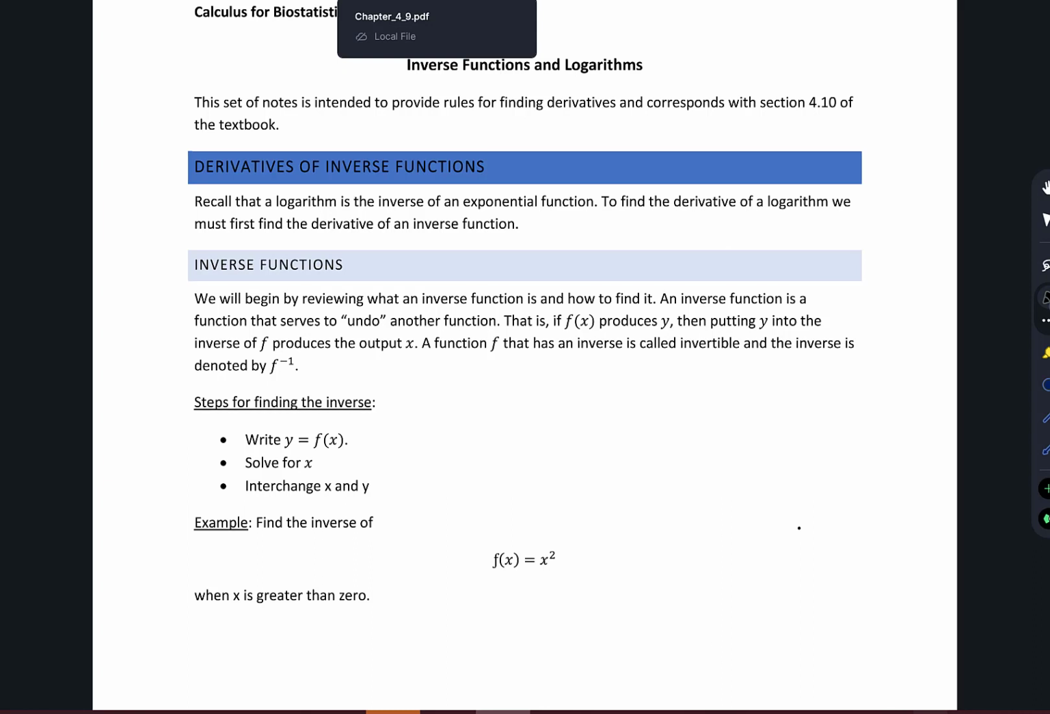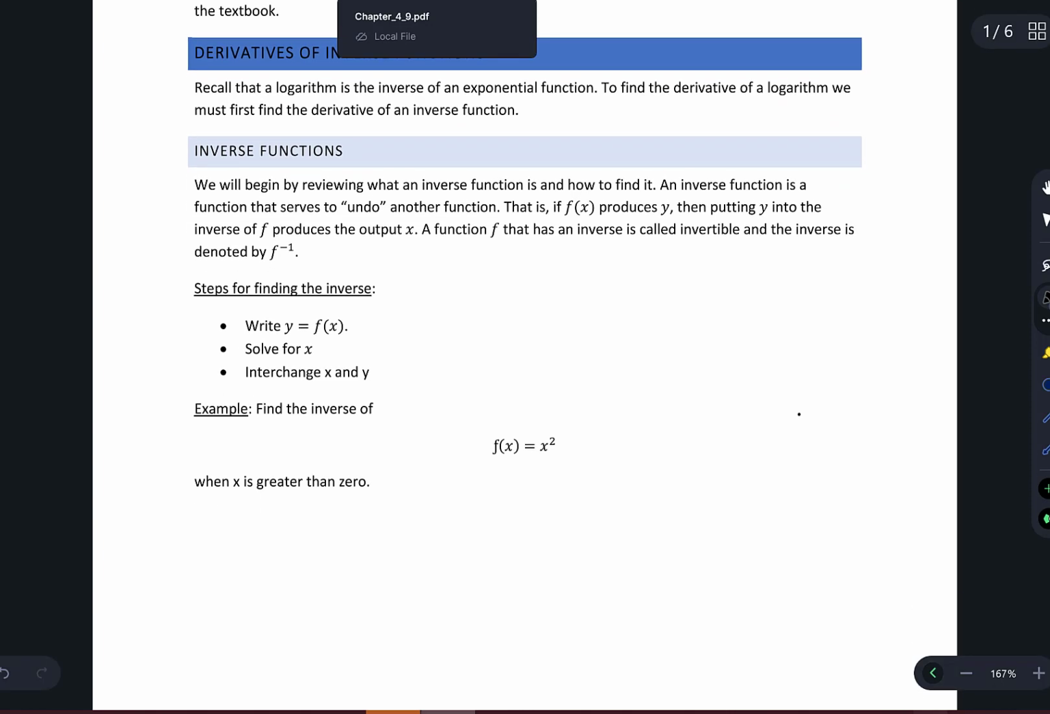In this set of notes, we're going to continue looking at how to find derivatives, and this will correspond with section 4.10 of the textbook. Specifically, we're going to be looking at derivatives of inverse functions and logarithms in this set of notes. So before we begin, let's first review inverse functions.